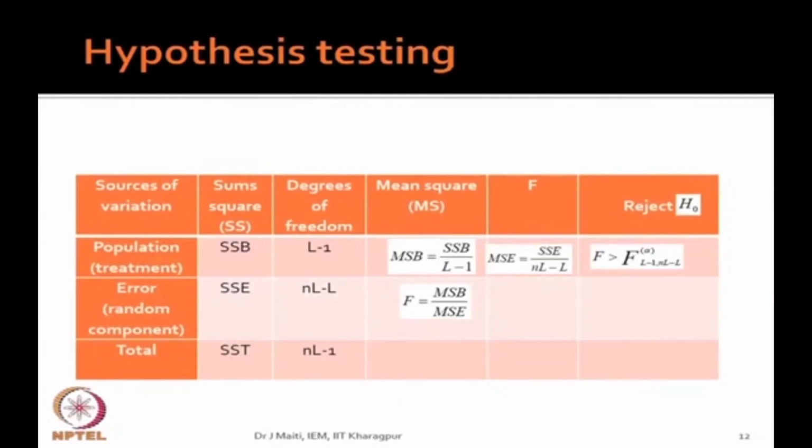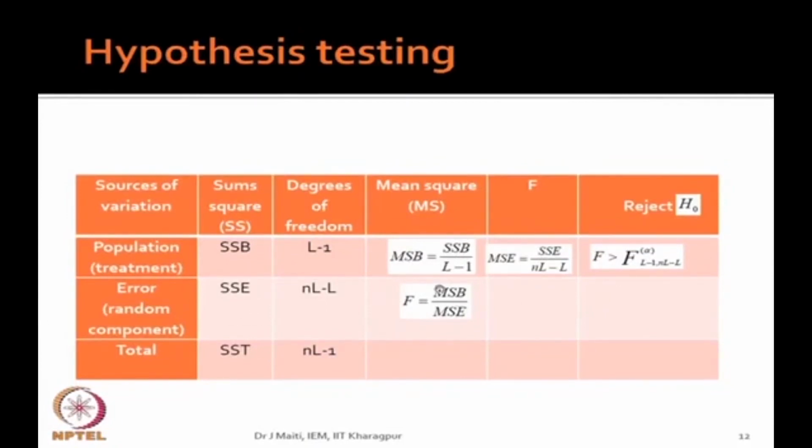Now, what is MSB? MSB is mean square between populations. This is nothing but the sum of squares between populations divided by its degrees of freedom. Okay. Then what will be your MSE? MSE is SSE divided by its degrees of freedom. So, this MSE will come here. You write like this: MSB here, and under error you write MSE.